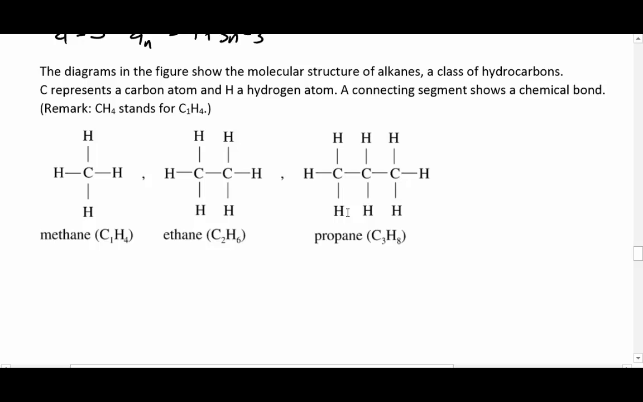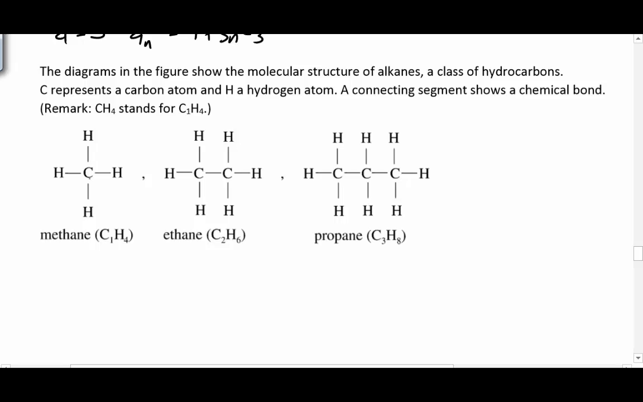Let's do another one of these. The diagrams shown below are the molecular structure of alkanes, a class of hydrocarbons. So we're doing some chemistry here. C represents the carbon atom, H represents the hydrogen. A connecting segment shows chemical bonds. Okay, so we want to know how many hydrogens versus how many carbons.